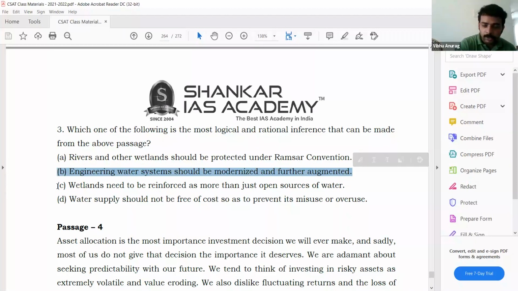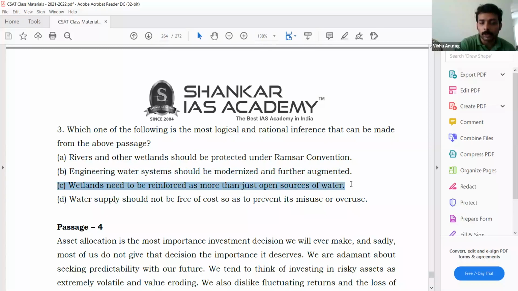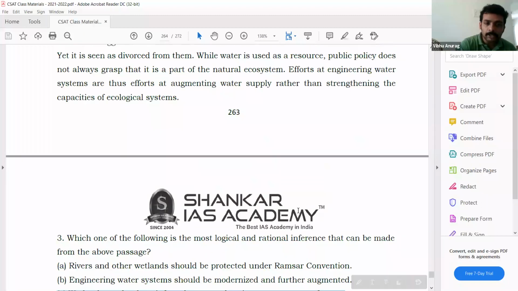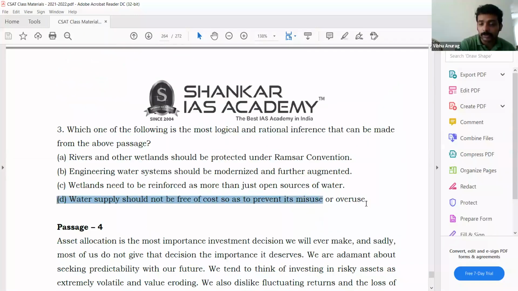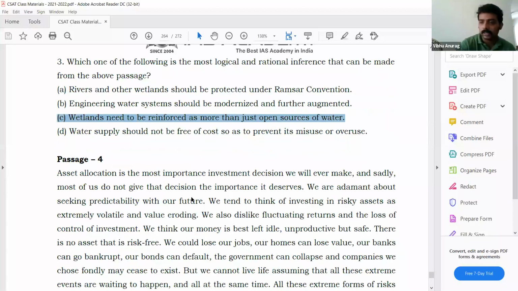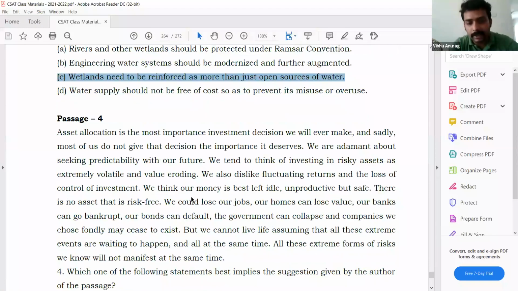Then C, wetlands need to be reinforced as more than just open sources of water. Yes, their capacities need to be strengthened. So C matches. And D, water supply should not be free of cost so as to prevent its misuse or overuse. He's not talking about charging for it. So C is the answer. Question 3, the answer is C. Okay, answer is C. Understood? Has everyone understood it? That C is the answer.